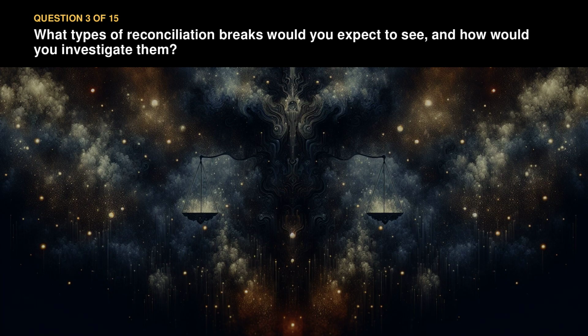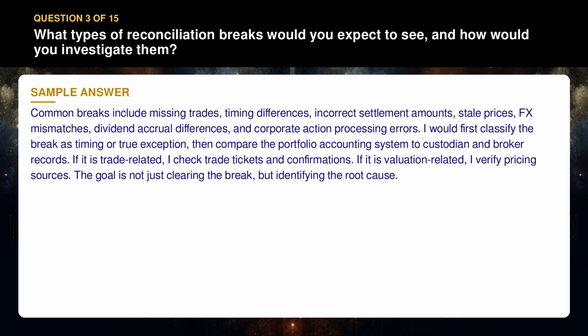Question 3. What types of reconciliation breaks would you expect to see, and how would you investigate them? Common breaks include missing trades, timing differences, incorrect settlement amounts, stale prices, FX mismatches, dividend accrual differences, and corporate action processing errors. I would first classify the break as timing or true exception, then compare the portfolio accounting system to custodian and broker records. If it is trade-related, I check trade tickets and confirmations. If it is valuation-related, I verify pricing sources. The goal is not just clearing the break, but identifying the root cause.